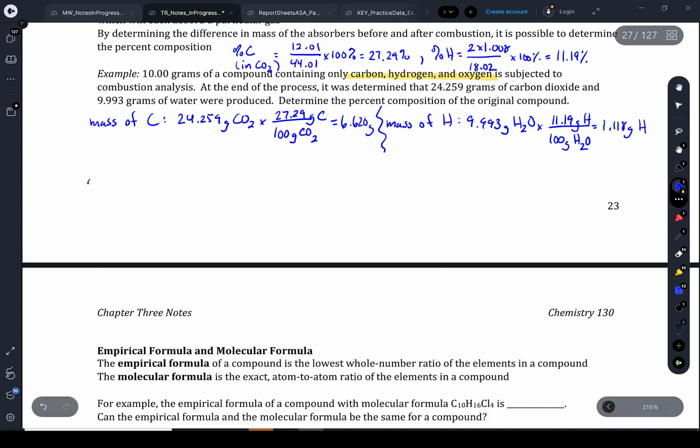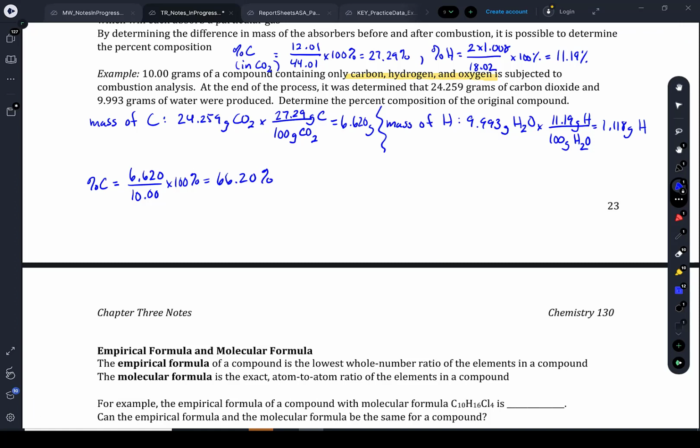So the percent of carbon is going to be 6.620 over 10 times 100. What is that? 66.20%. And remember, it's a 10 in the denominator because of the 10 grams. The carbon is the part, the 6.620. The 10 is the whole. What's going to be the percent of hydrogen? Without even calculating it, I should be able to say it's 11.18, right?